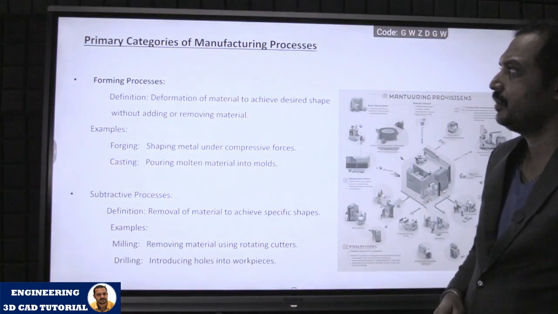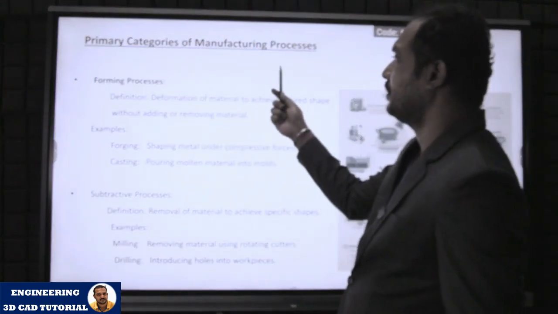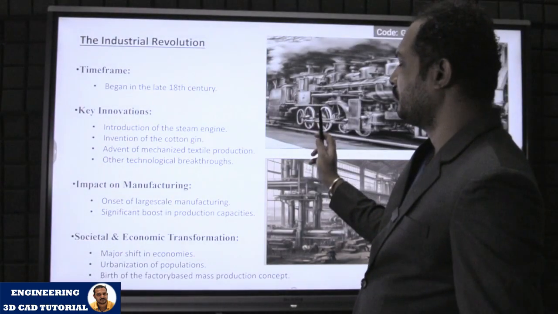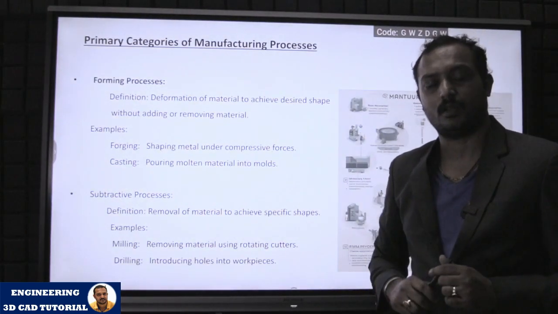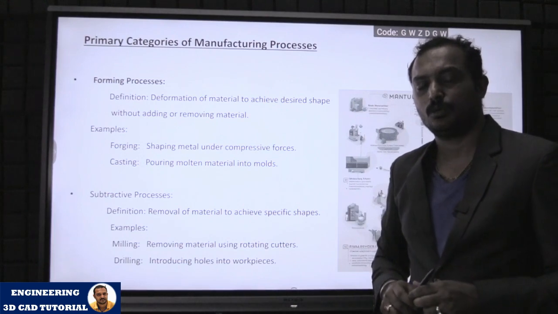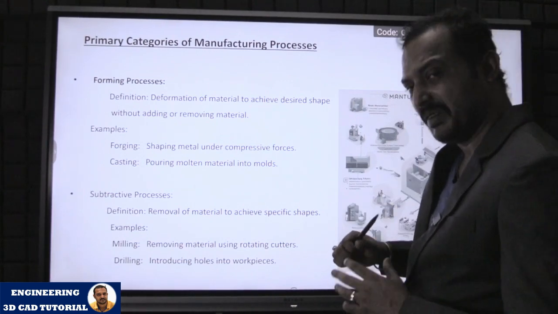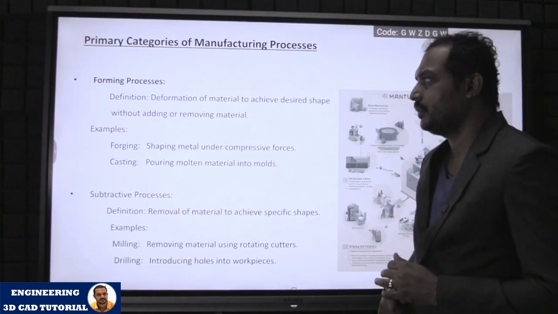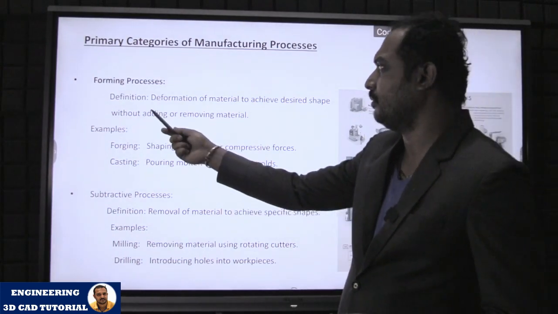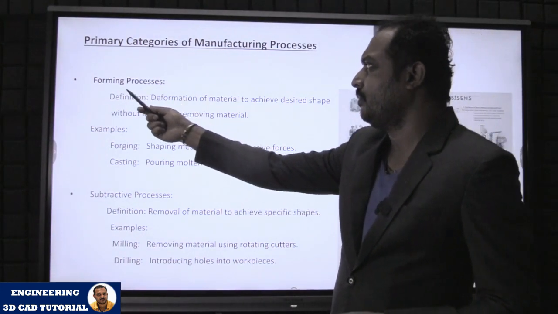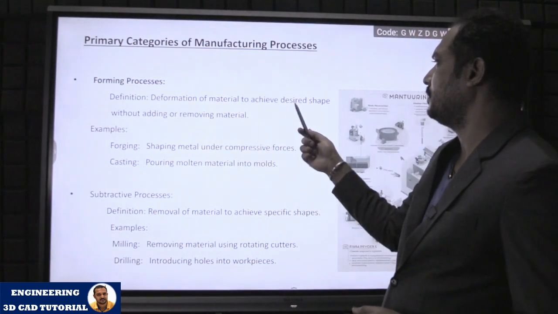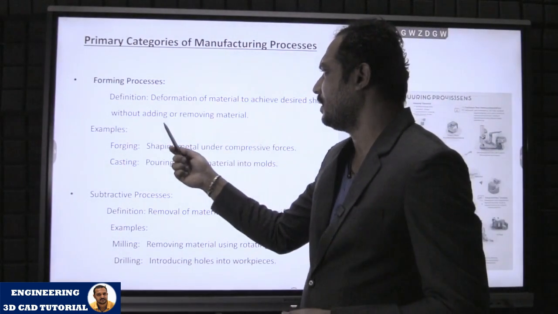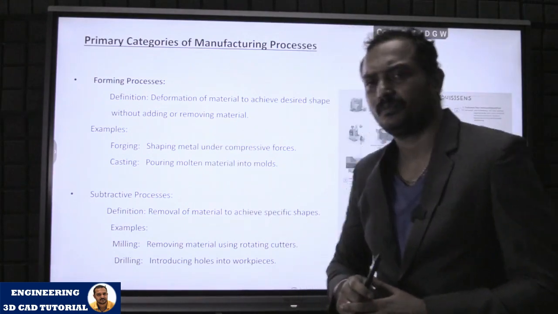So moving forward, primary categories of manufacturing process. What are the primary categories we are using in manufacturing? So when it's coming to mechanical related, we can give it as a forming process. See, deformation of material to achieve desired shape without adding or removing a material.